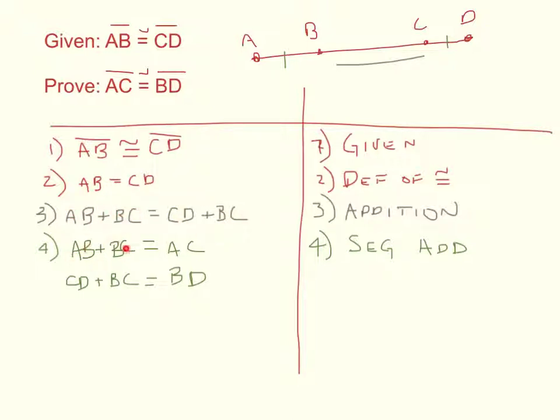What we can do is replace AB plus BC with an AC. We can replace CD plus BC with a BD. So step 3, we can replace both the left and the right side. So AB plus BC becomes AC. CD plus BC becomes BD. Because we know that they're equal in step 4. So step 5 is substitution.